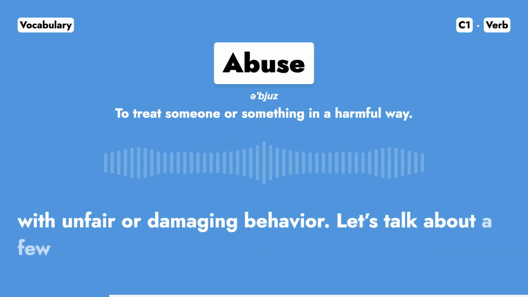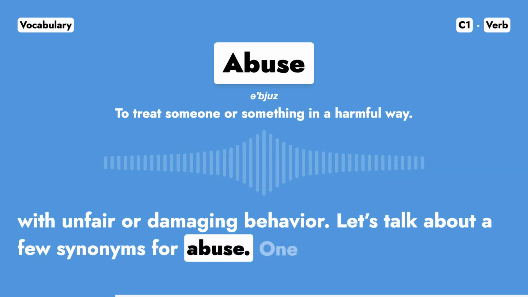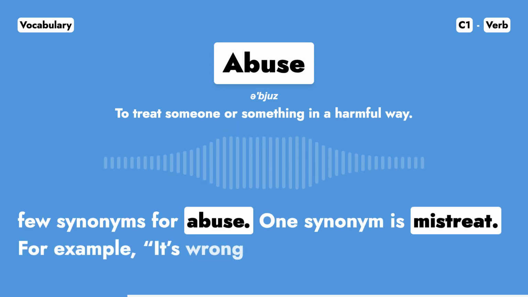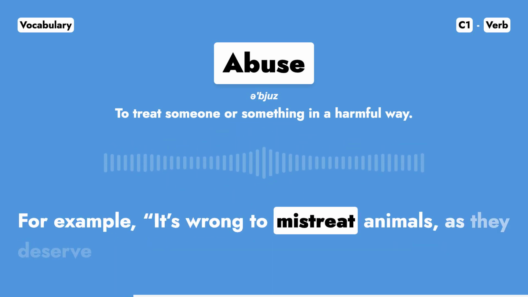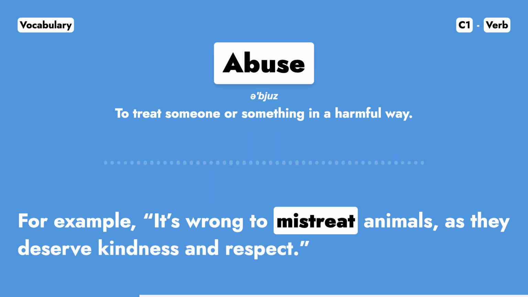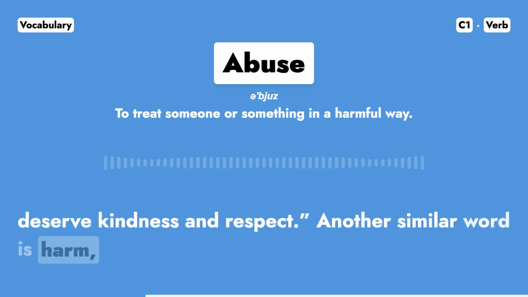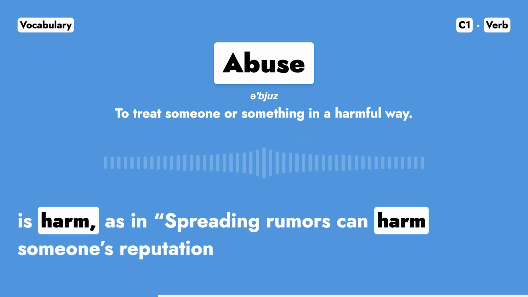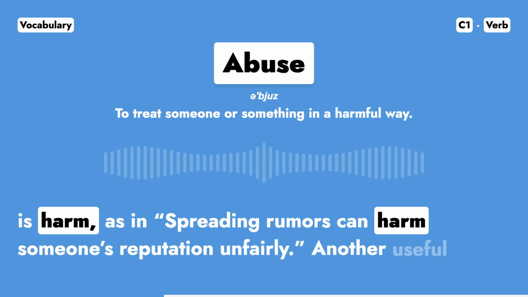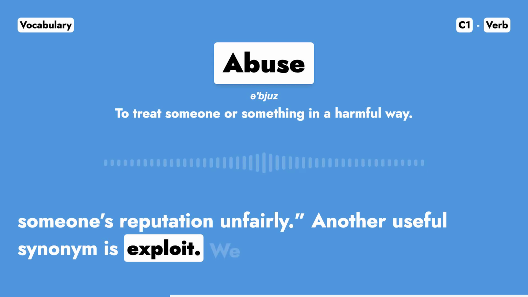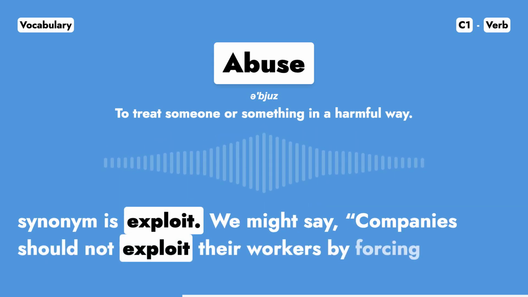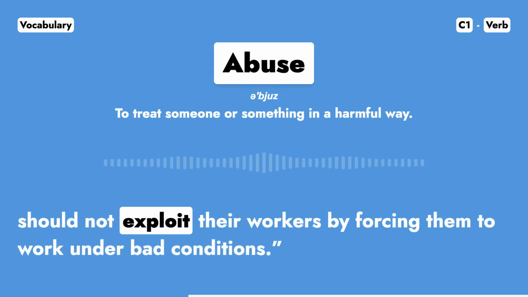Let's talk about a few synonyms for abuse. One synonym is mistreat. For example, it's wrong to mistreat animals as they deserve kindness and respect. Another similar word is harm, as in spreading rumors can harm someone's reputation unfairly. Another useful synonym is exploit. We might say, companies should not exploit their workers by forcing them to work under bad conditions.